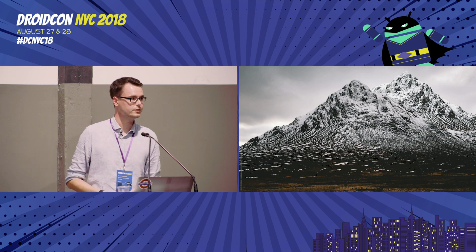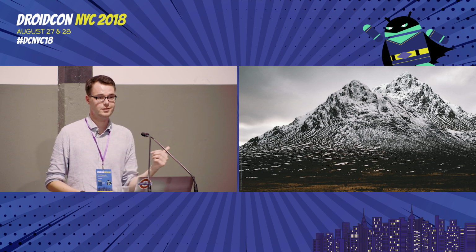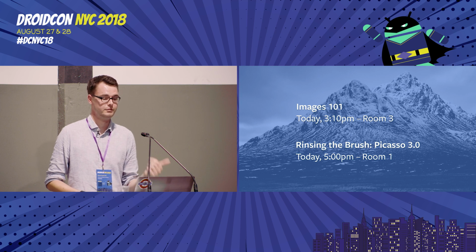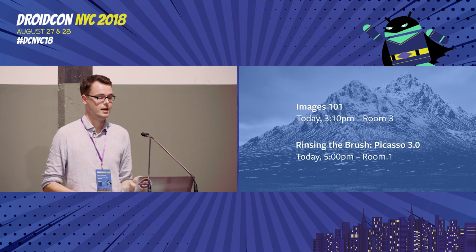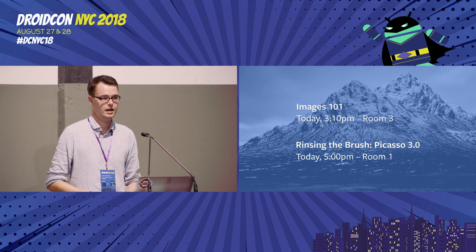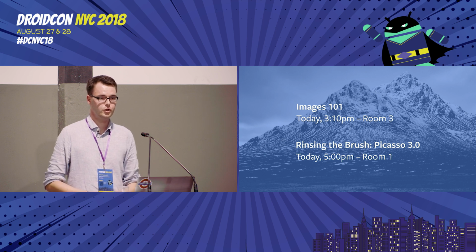And I want to use this chance, because we talked a lot about production, to point to two other image talks this afternoon, which are Image 101 by Effie in room 3, and Jake and John are going to talk about Picasso 3.0, and those are probably interesting if you want to see the other side on how to then process those images and display them back to the user.